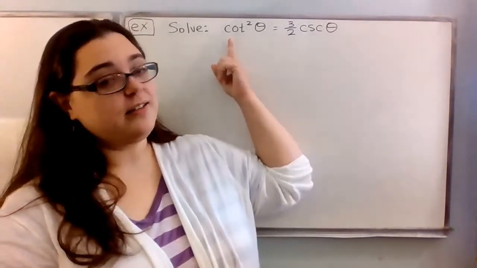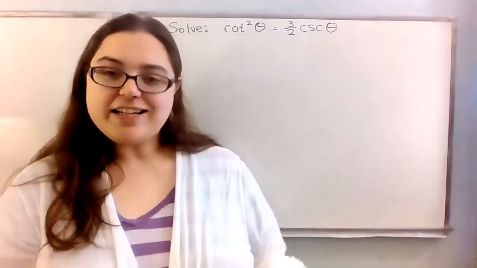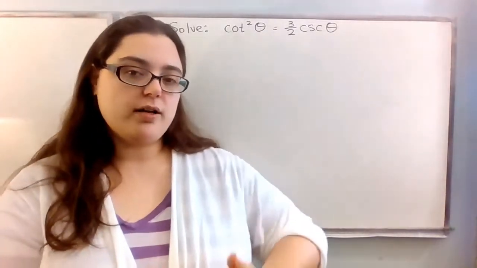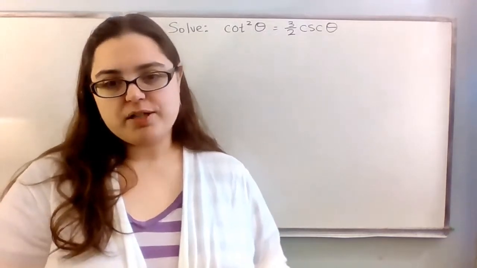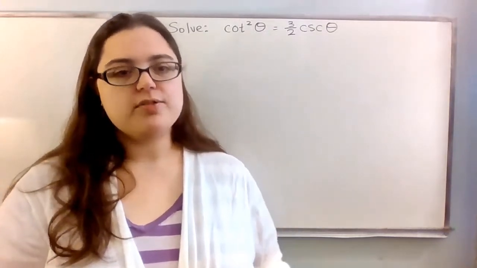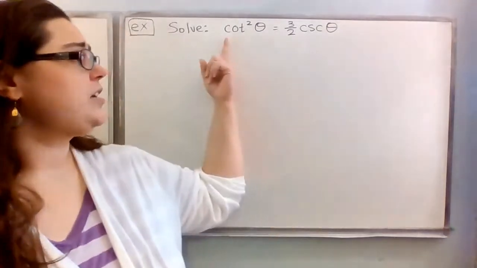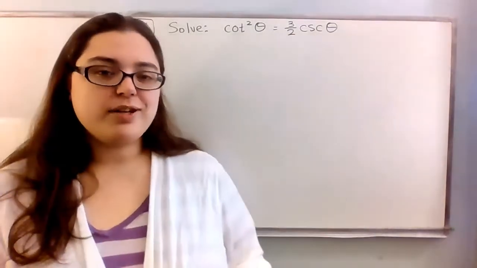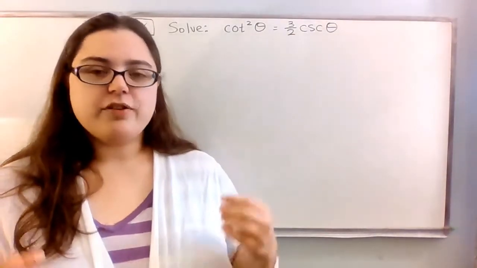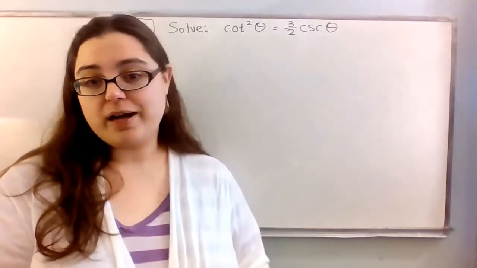The second thing that I'm noticing is that I have two trig functions. I have cotangent and I have cosecant, and that is not so good. Ideally, you want to have just one trig function in your equation. So this is where those properties are going to come into play. We're going to use some trig properties to rewrite this in terms of either just cotangent or just cosecant. This is one of those things that you have to train your eye to see, to know what property is going to work best.